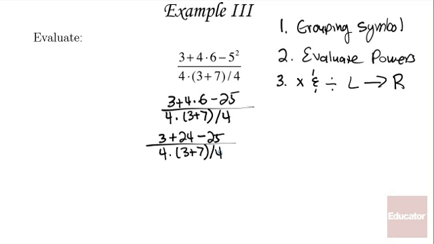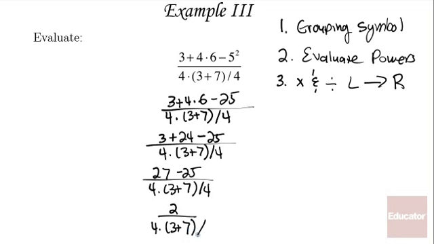So now I have 3 plus 24 minus 25. That becomes, going from left to right, 27 minus 25. Okay, now that's simple. 27 minus 25 is simply 2. Okay, so here I handled the numerator. So moving over here, I'm going to work on the denominator.